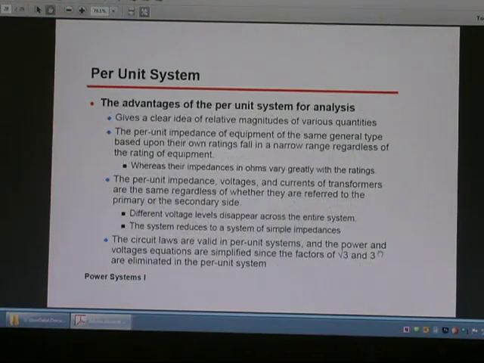So that every aspect of the per unit system analysis is a clear idea, so relative magnitudes of various quantities. Per unit impedance, voltage, current, transformer are the same regardless of whether they are referred to the primary or secondary side. The circuit laws are valid in the per unit system, and power and voltage equations are simplified. The factors of 2, 3 and root 3 are eliminated in the per unit system.